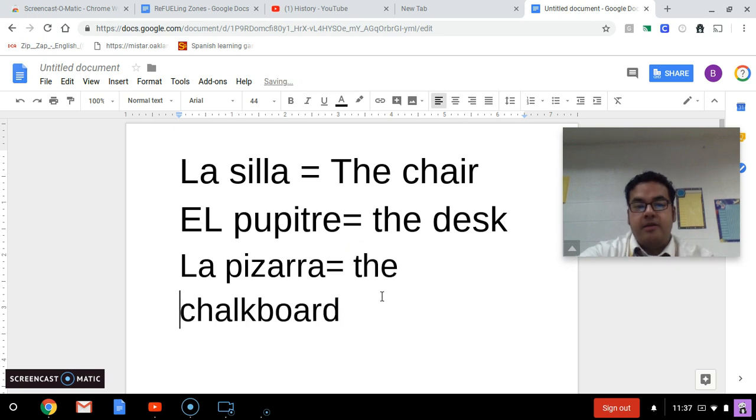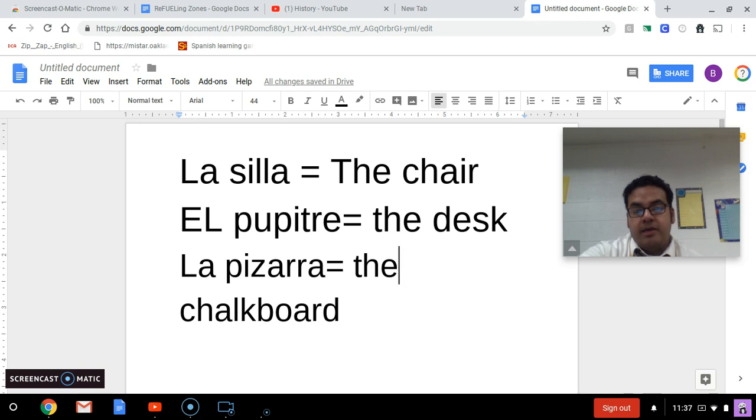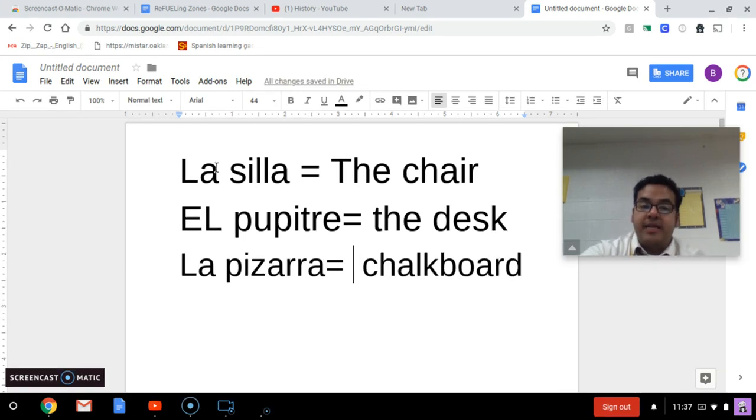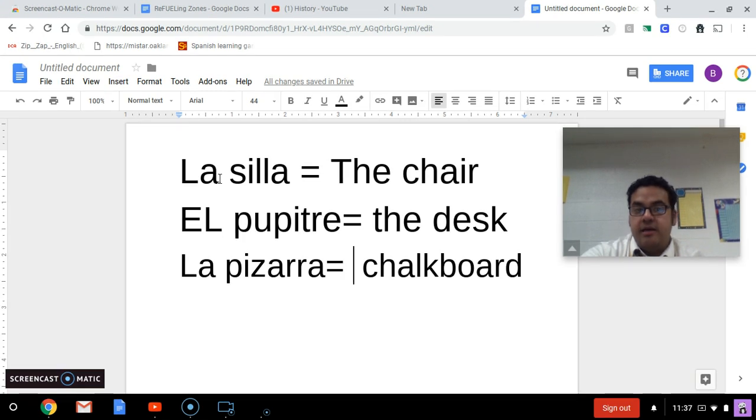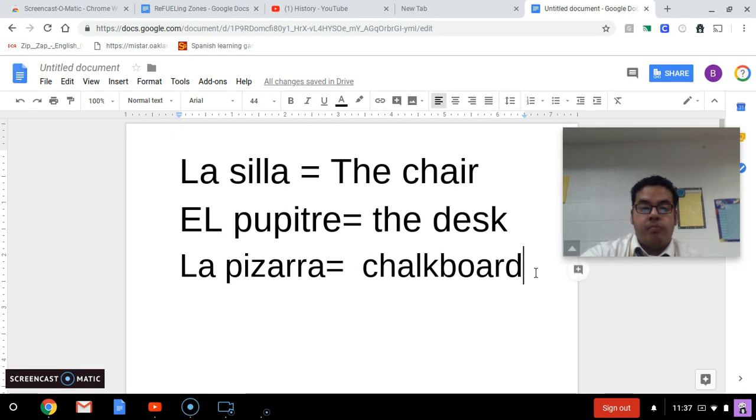The chalkboard. Now, I don't have to write the anymore because the stays the same in English. But in Spanish, I have 4 ways to say the. I can say la, or I can say el, or I can say los, or I can say las. I'll explain why later.